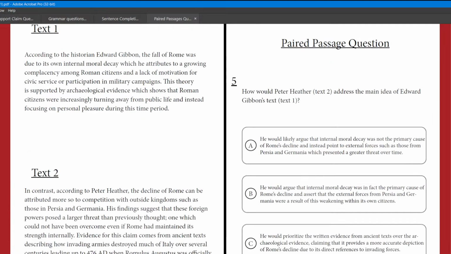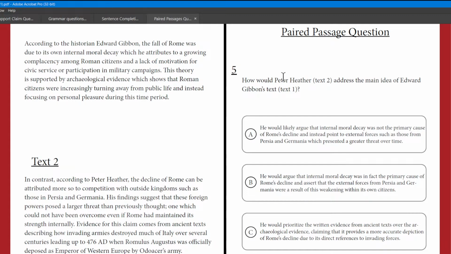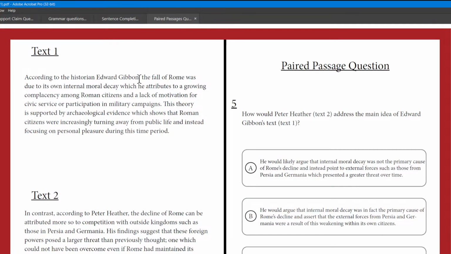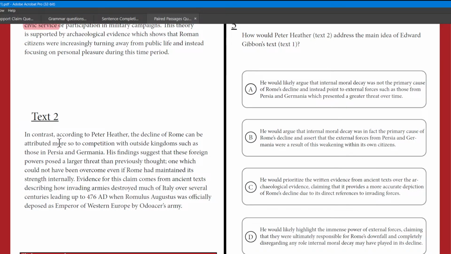All right. Looks like everybody at the bottom made it to 5 and said A. How would Heather address the main idea of Edward Gibbon's text? Main idea of this text: the fall of Rome was due to its own internal moral decay because of complacency and a lack of motivation. All right. Everybody in Rome got lazy, is what he says. All right. Peter Heather says more so due to competition with outside kingdoms. All right. There's my answer.